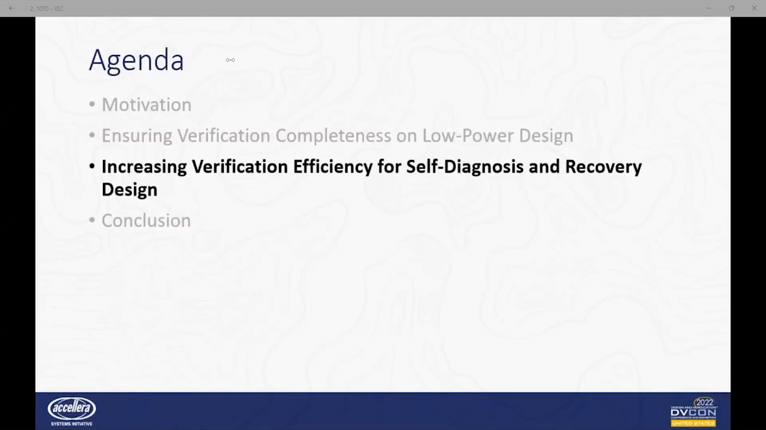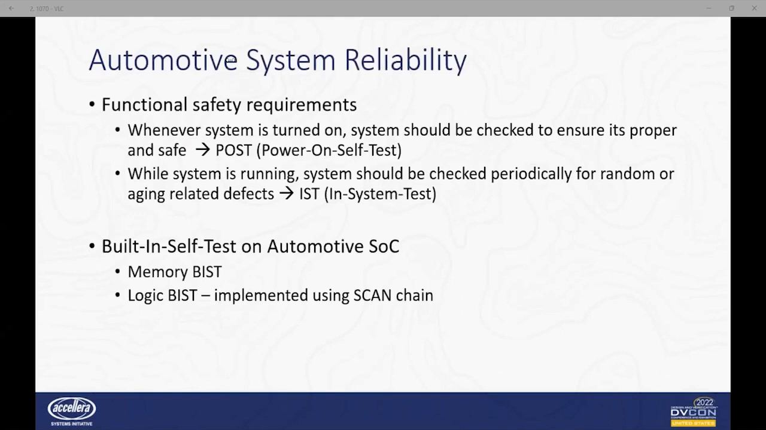Now, we would like to move on to the next challenge, the verification efficiency. Automotive system has strong safety requirements and must guarantee system reliability at hardware level. It is important to check the hardware components before system activation or during the system operation. Whenever system is turned off, we should check if all components are in a proper and safe state. And this test is POST, also known as power-on self-test.